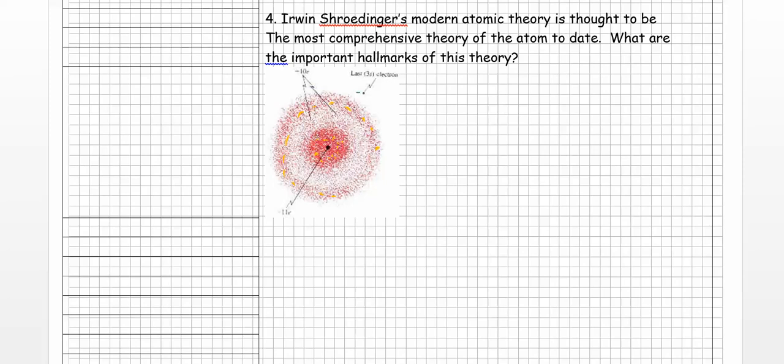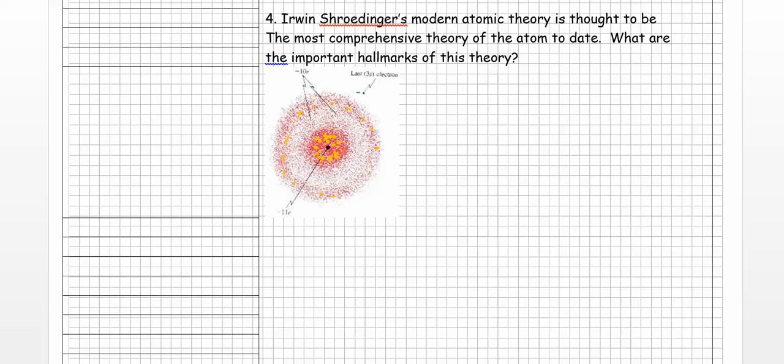But it's really Erwin Schrodinger's modern atomic theory that we believe to be the most reliable in terms of what the model of the atom actually is. It's a very, very complicated model. It is based on probability. And in fact, what Schrodinger says is that it is not possible to tell exactly where the electron is at any given time. You can only determine where it's most probably going to be.